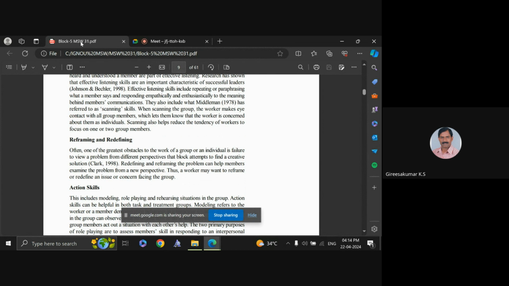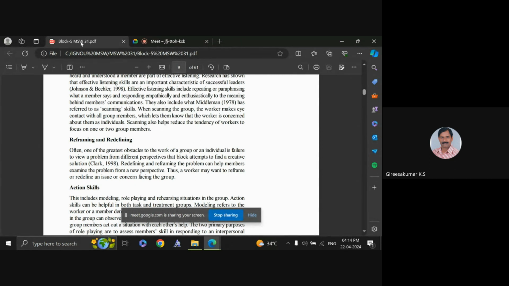Then reframing and redefining. Just to redefine and reframe the problems, whether they can help members. He has to examine the problem in a new perspective, in a new view.